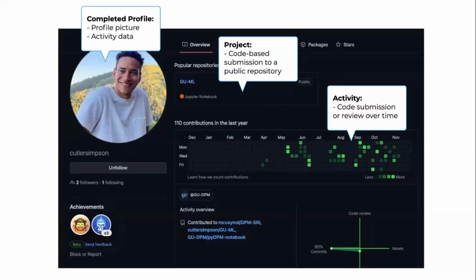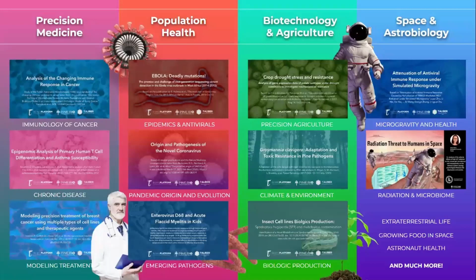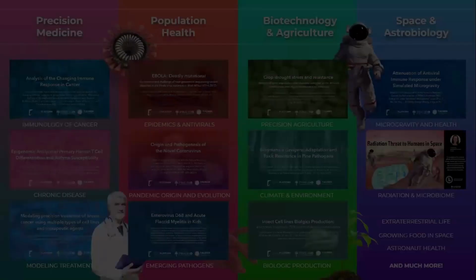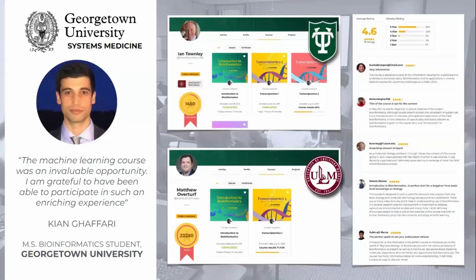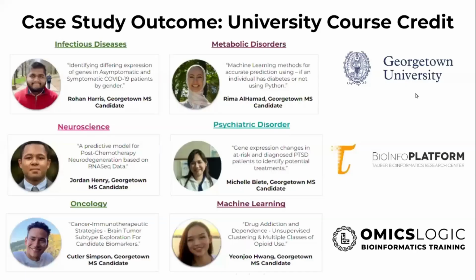Now, here's a quick glimpse into the various ways that students have leveraged these resources to work on different research specialization tracks. So, for instance, our Python training program was part of the Systems Medicine graduate program conducted at Georgetown University. And the training ended with students submitting their research project on the OmicsLogic Learn portal. And as you can see, students have developed machine learning models using Python to address research questions in various disciplines, including infectious diseases, metabolic disorders, neuroscience, oncology, and so on.